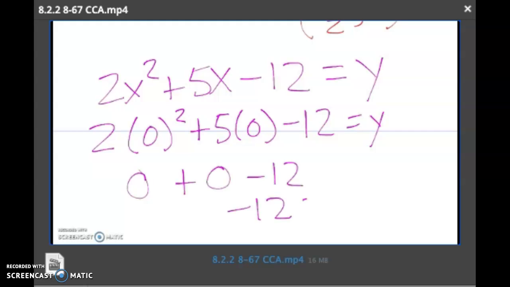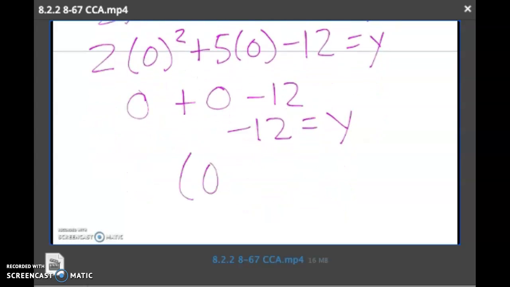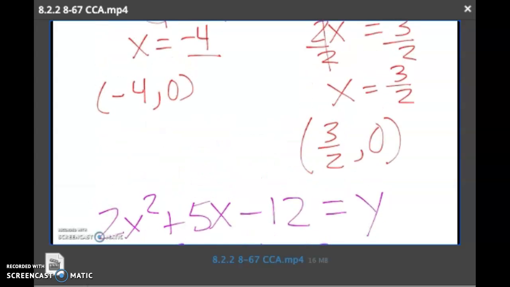So we get that y equals negative 12. And remember, that's when we put 0 in for x. We got our y value to be negative 12. All right, so now we have our y-intercept, 0, negative 12. And then going back up, we had our two x-intercepts. So now we can go ahead and draw a sketch of them.